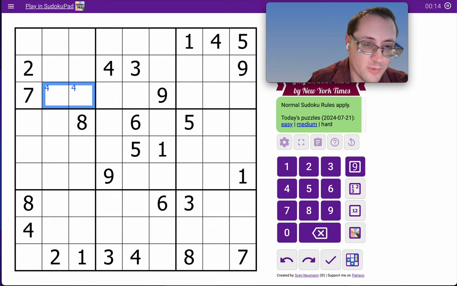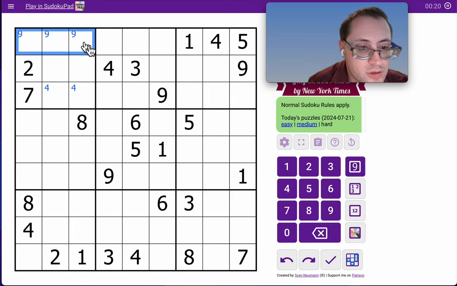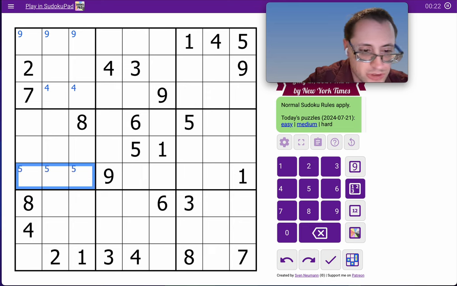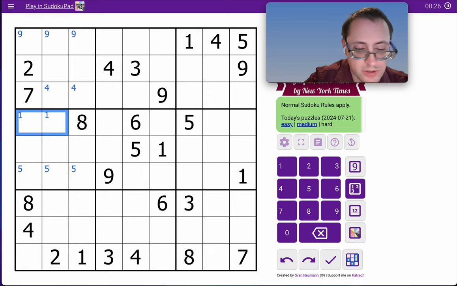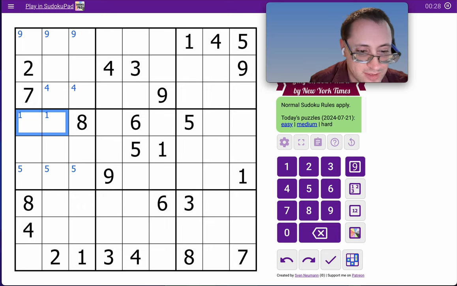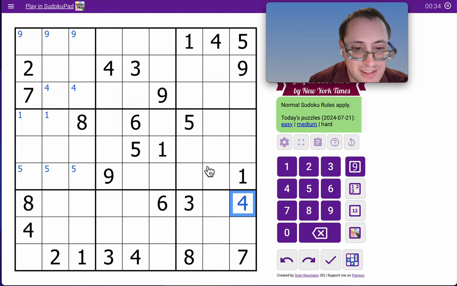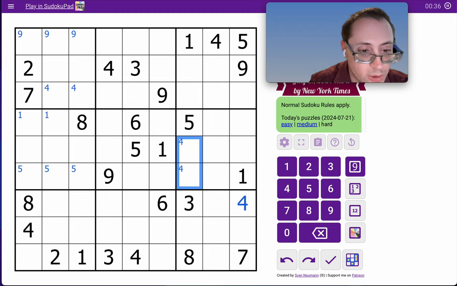But I can place a 4 in row 3, a 9 in row 1, and a 5 in row 6. And a 1 in 2 places in row 4, but I don't have a given digit yet. On the bottom, I can place a 4 immediately in row 7, and I can follow on from that. I get a 3 in row 8.